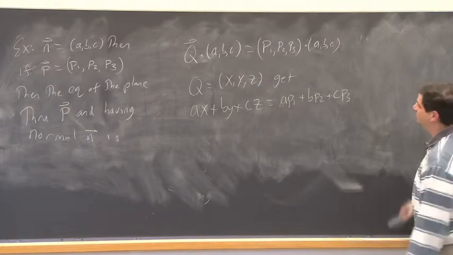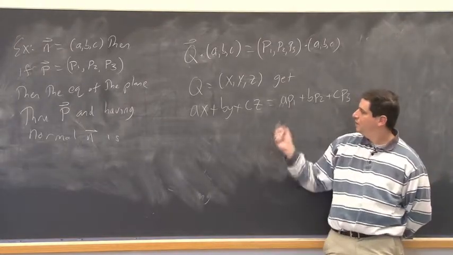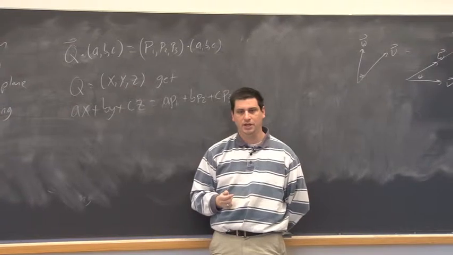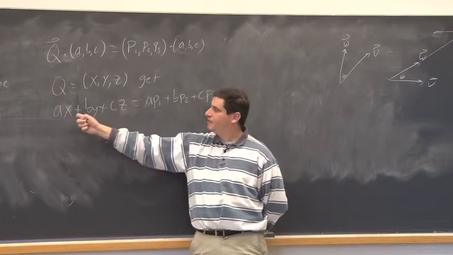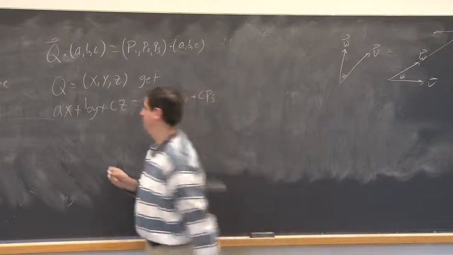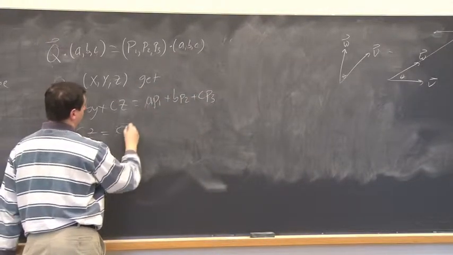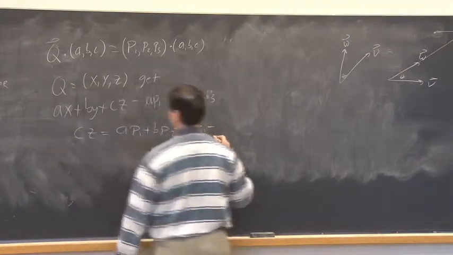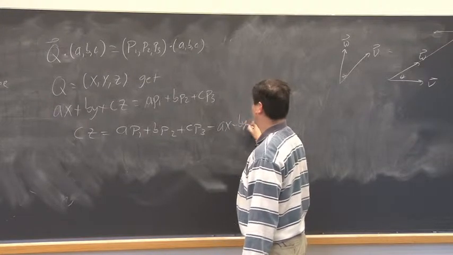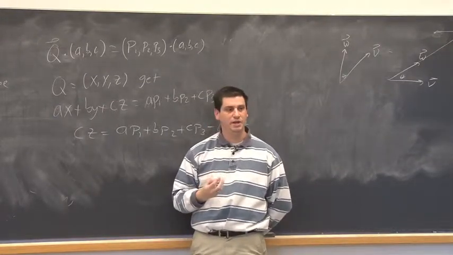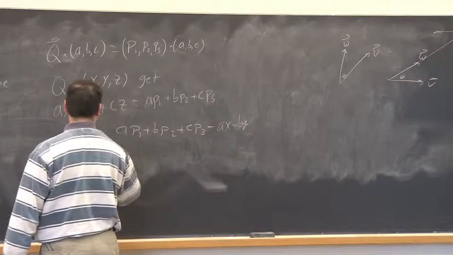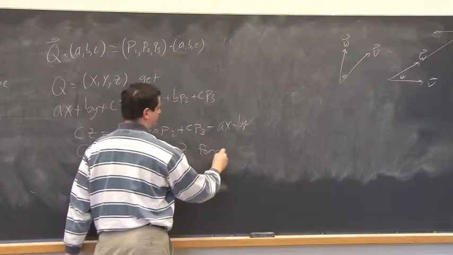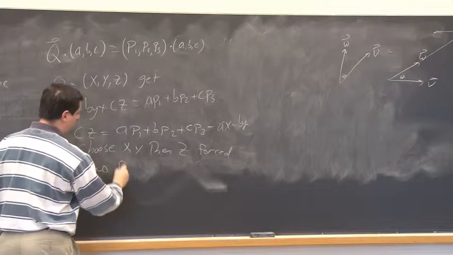So this equation has a lot of nice features about it. We see that if I multiply all of A, B, and C by 5, it's still going to be true. The other thing is, once you fix x and y, once you choose values for x and y, we have CZ is AP1 plus BP2 plus CP3 minus AX minus BY. So once you choose x and y, z is forced. So choose x and y, then z is forced. We have two free parameters.